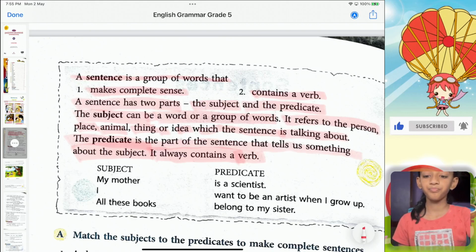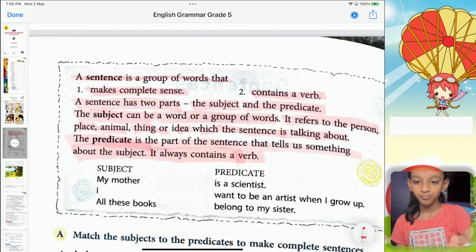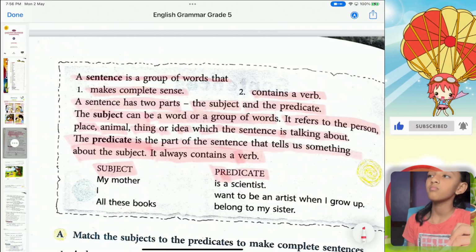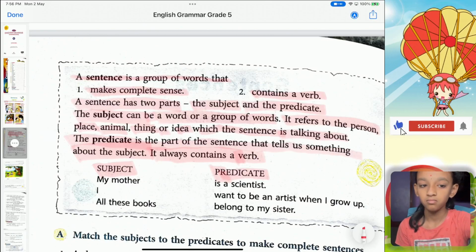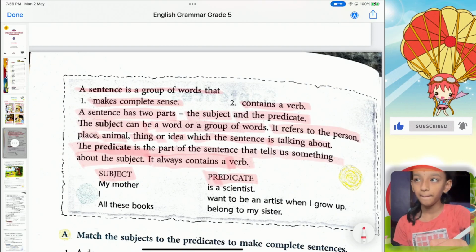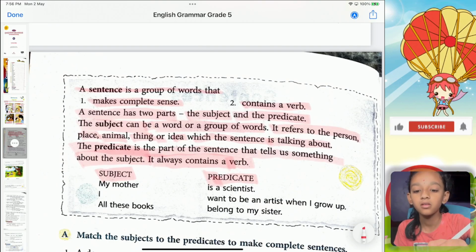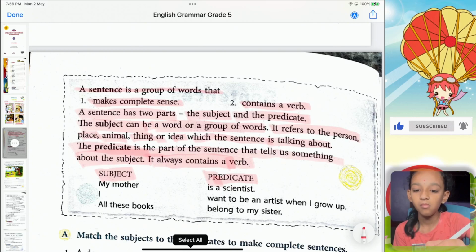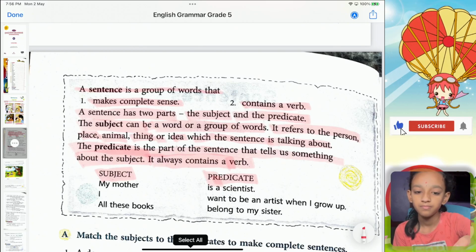So now we have to understand what a subject is. A subject can be a word or group of words. It refers to the person, place, animal, thing, or idea which the sentence is talking about. The predicate is the part of the sentence that tells us something about the subject. It contains a verb, an action. Subject is more of a noun and predicate is more of an action, a verb.